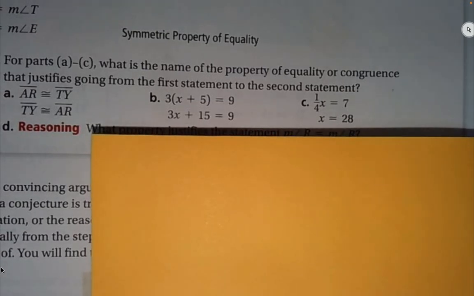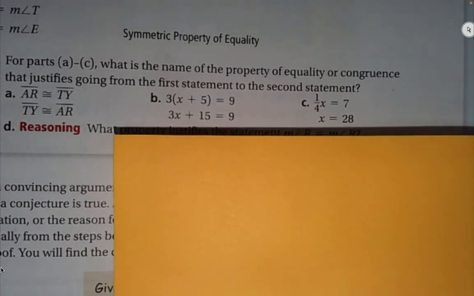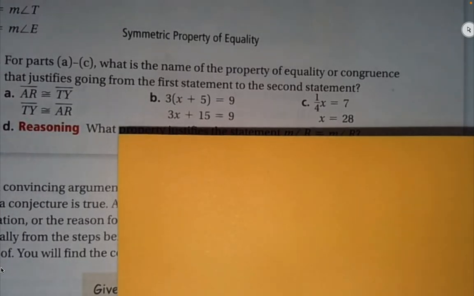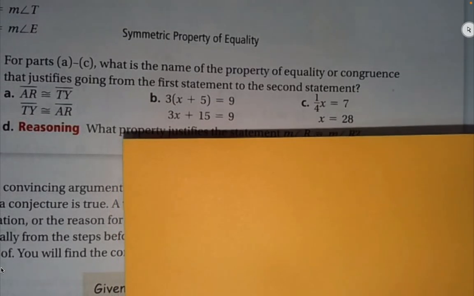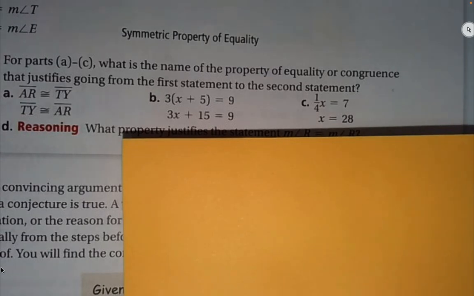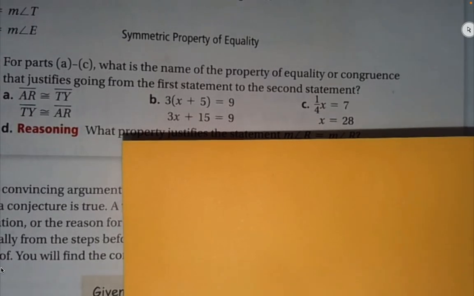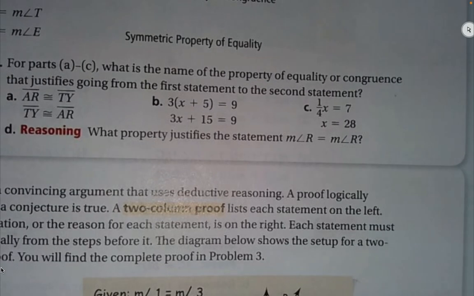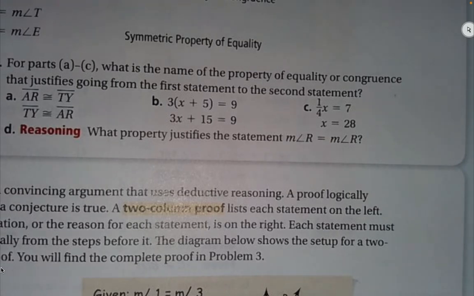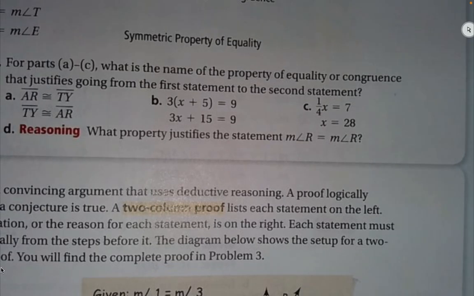Okay? What about C? What do we do on C? You could either say division property or multiplication property. Either one works on that one actually. It would be 7 times 4 or 7 divided by 1/4. Either one of those works for me. Okay, how do we feel on those so far? This is proofs. So now let's look at a proof.